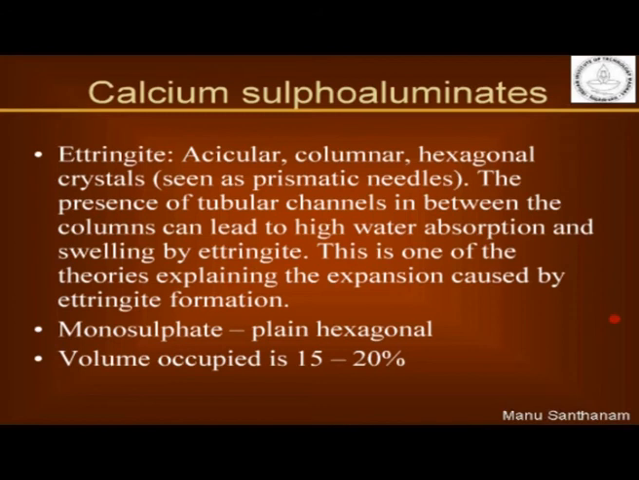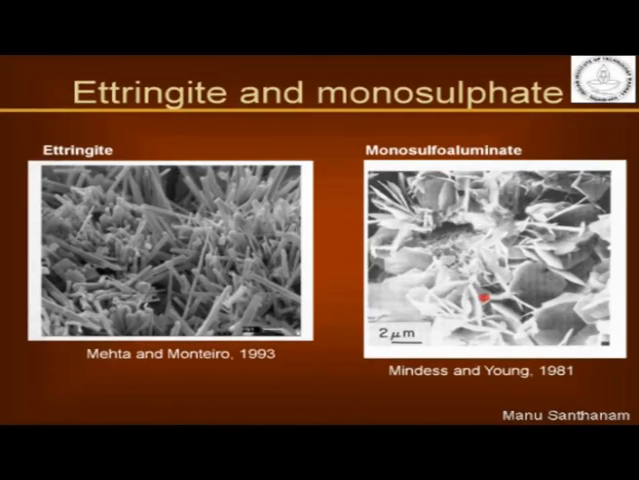Now ettringite and monosulfate, as I told you, are produced because of the reaction of C3A and C4AF with gypsum and water, and the structure of ettringite is best represented by the form of these needles here. Okay. Now again, there is a lot more to understand as far as ettringite is concerned. It forms in different types of shapes and sizes depending upon the conditions that are prevalent within your concrete.